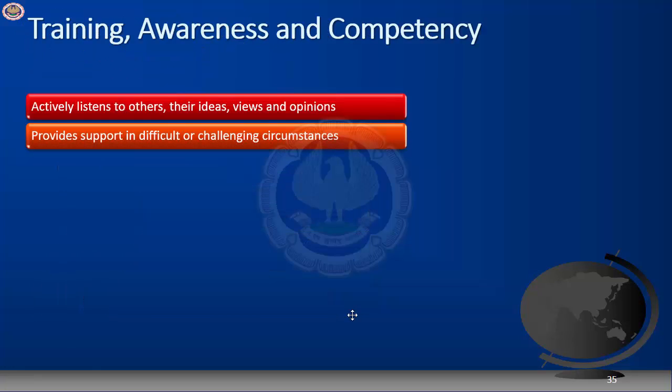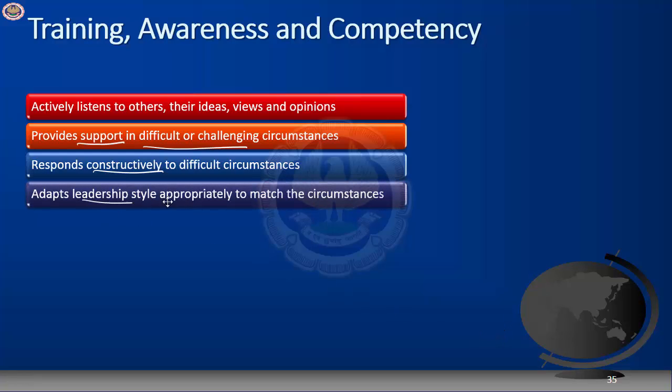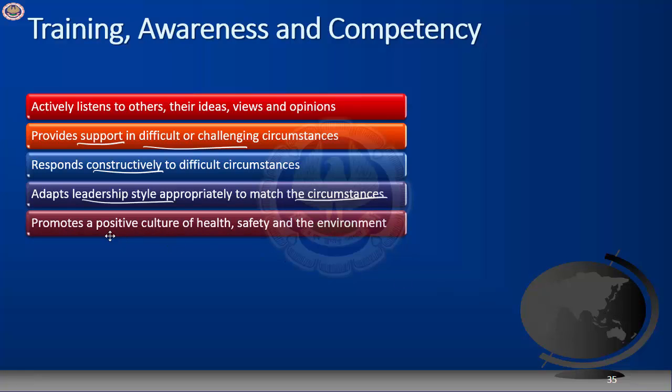So these are some of the aspects pertaining to the training, awareness, and competency. You need to provide support. You need to remember these are difficult and challenging circumstances. You need to respond constructively. You need to adopt the leadership style to match the circumstances. And you need to promote a positive culture about health, safety, and environment, because this is one of the important aspects which help in mitigating the risk or reducing the level of risk which can happen.